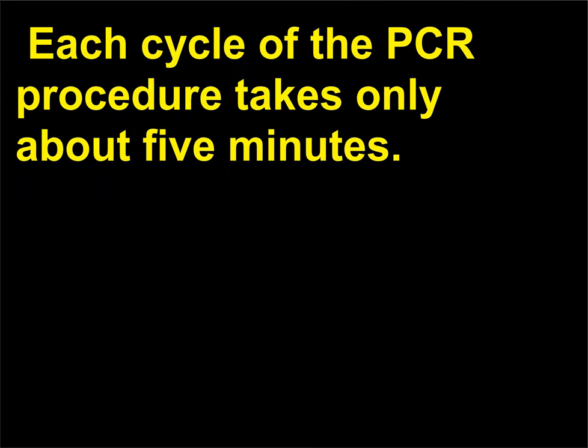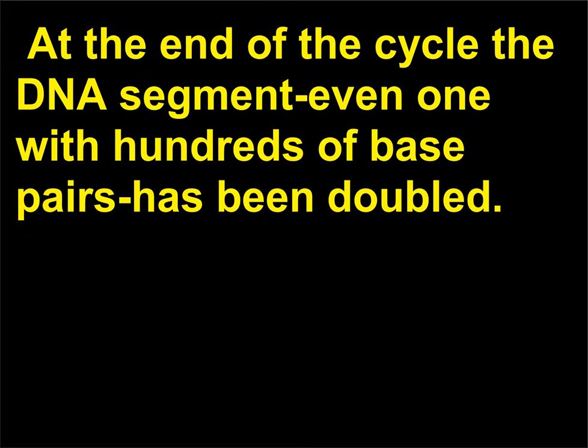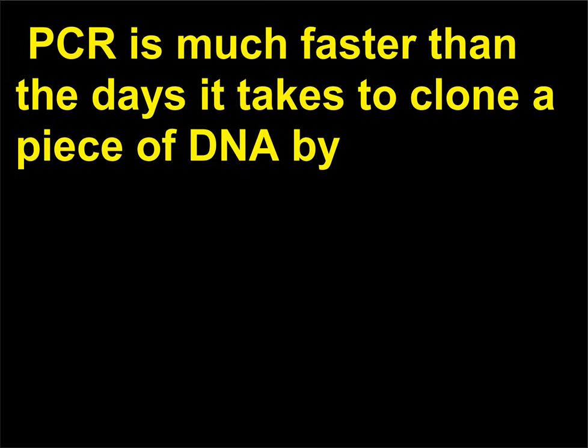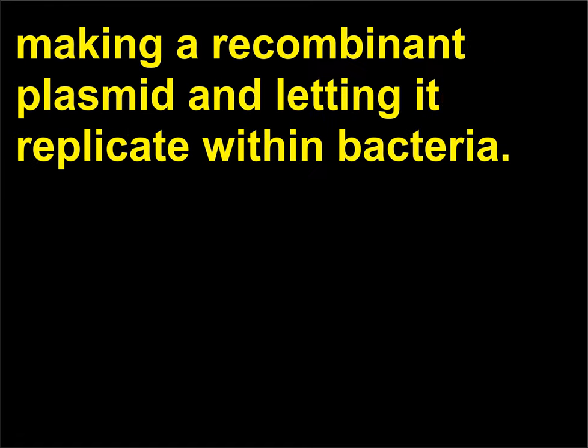Each cycle of the PCR procedure takes only about 5 minutes. At the end of the cycle, the DNA segment, even one with hundreds of base pairs, has been doubled. A PCR machine repeats the cycle over and over. PCR is much faster than the days it takes to clone a piece of DNA by making a recombinant plasmid and letting it replicate within bacteria.